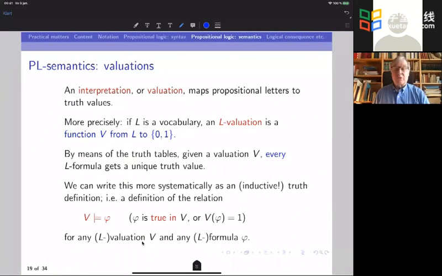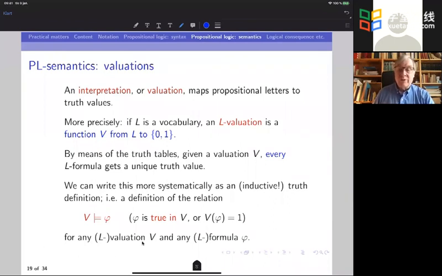Okay, so let's go back to what I said about valuations. You have a set of propositional letters called a vocabulary L. A valuation of these is a function V from L to 0 and 1. So it maps every propositional letter to a truth value. And then when you've done that, the truth tables enable you to give a truth value in a systematic way to every L formula.